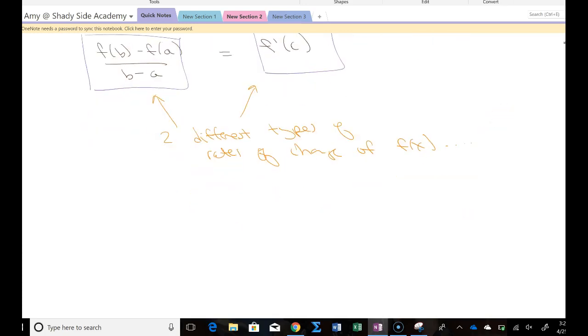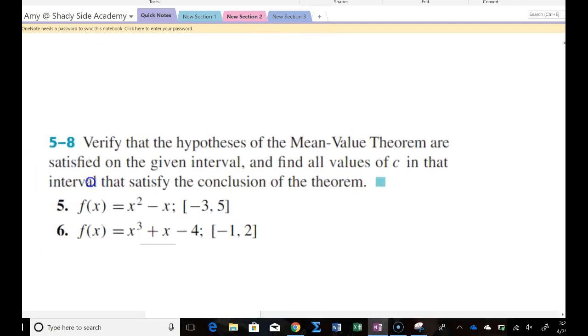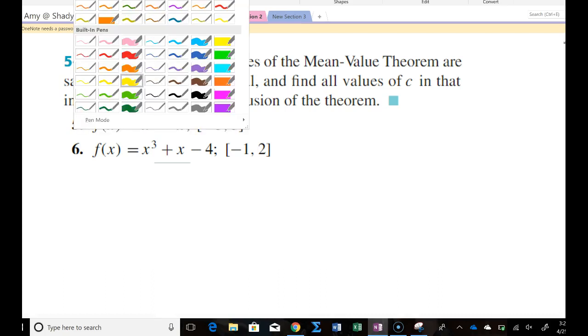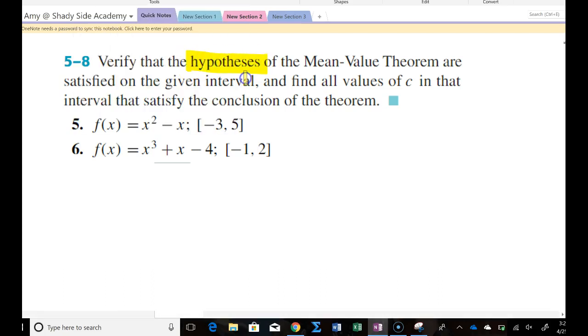Let me show you what a sample question could look like, okay? I literally just copy and pasted what the instructions may look like from your text. It says, verify that the hypotheses of the mean value theorem are satisfied on the given interval, and find all values of c in that interval that satisfy the conclusion of the theorem. The hypotheses of the mean value theorem just means the criteria for the mean value theorem to hold. Those hypotheses are f of x being continuous and differentiable on the interval, right?